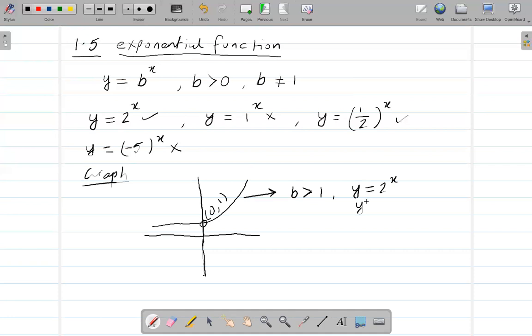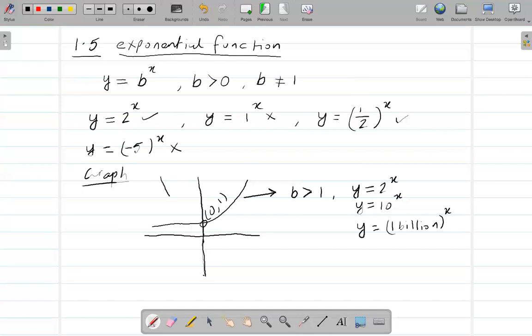Or y equals, I don't know, 10 to the power x. I'm just talking about the shape. The shape of the graph is always like this. Or maybe y equals 1 billion to the power x. As long as b is greater than 1, it's always like that.